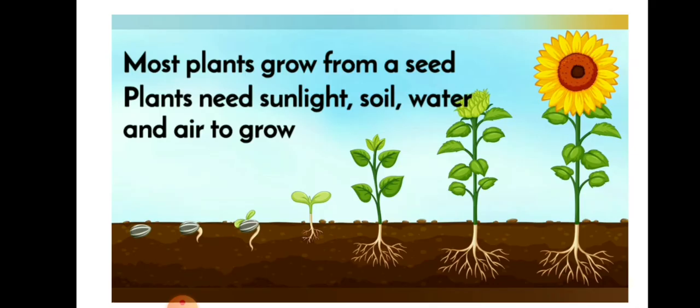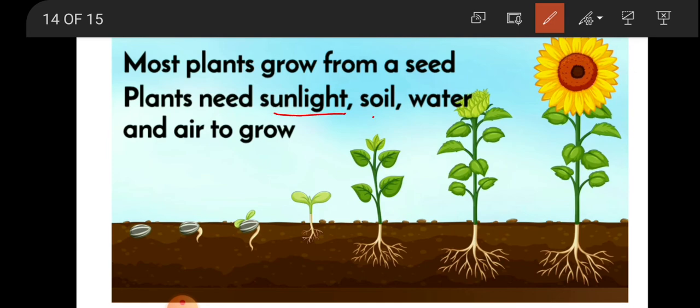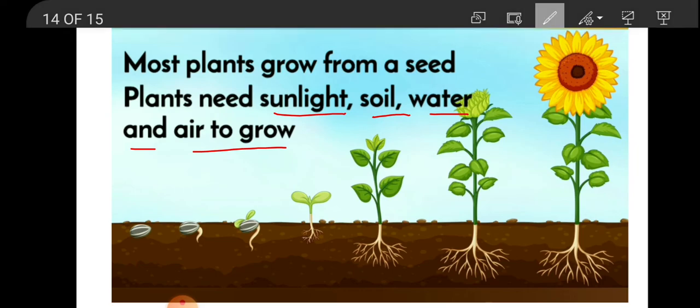Okay beta. Most plants grow from the seeds. Plants grow from seeds. Plants need sunlight. Without that they cannot do it. Sunlight, soil, water and air to grow. What does a plant need to grow? The plant needs sunlight, soil, water and air to grow.